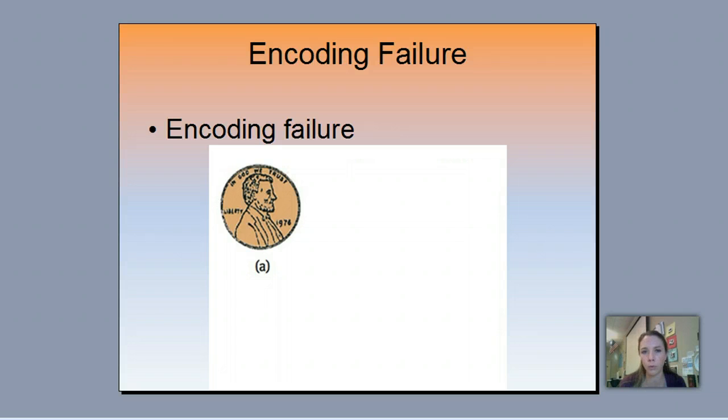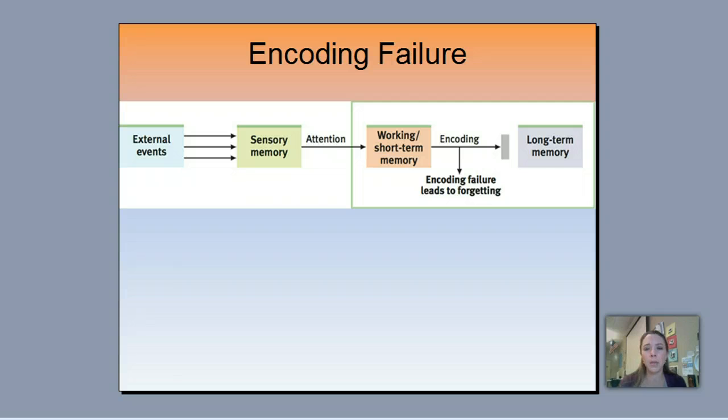There's 2 different types of reasons why we forget. It may be, so this chart, even though you have it copied down a couple times, hopefully, this is where encoding doesn't happen. So it went into our working short-term memory.